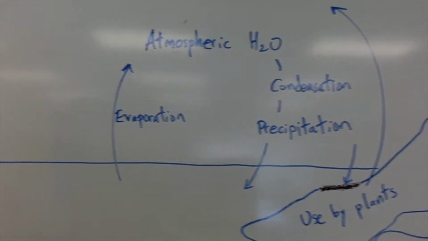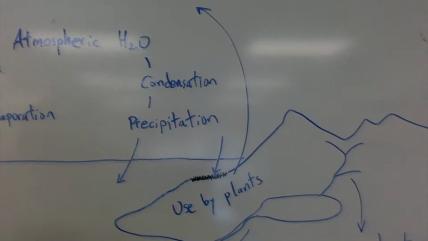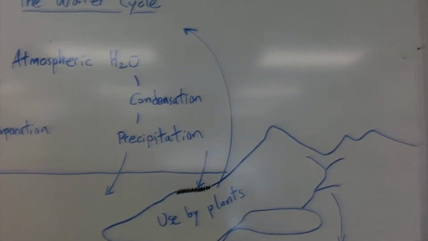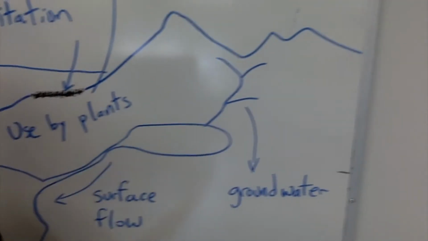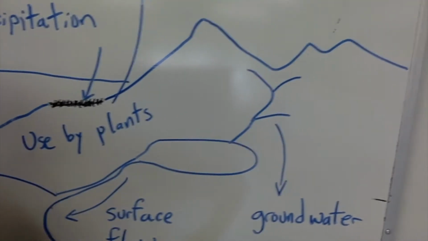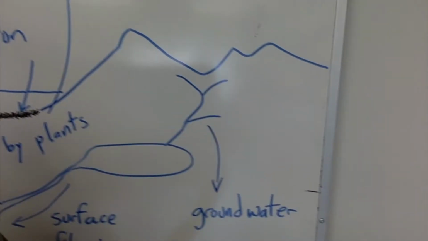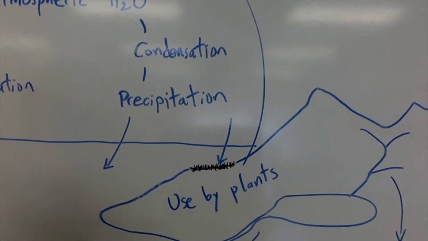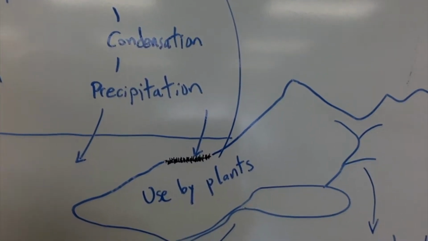Some of that water, however, doesn't go directly back down to the ocean. Some of it falls on the land. Of all the water that falls on the land, some of it ends up just flowing on the surface, some of it ends up in fresh water bodies, and some of it ends up as groundwater. Some of the water that ends up on land will end up in vegetation.